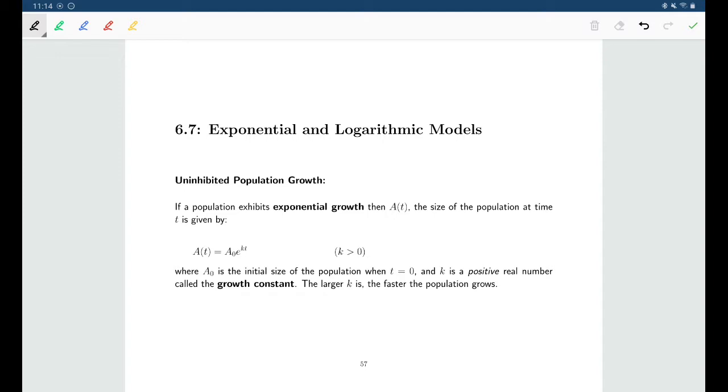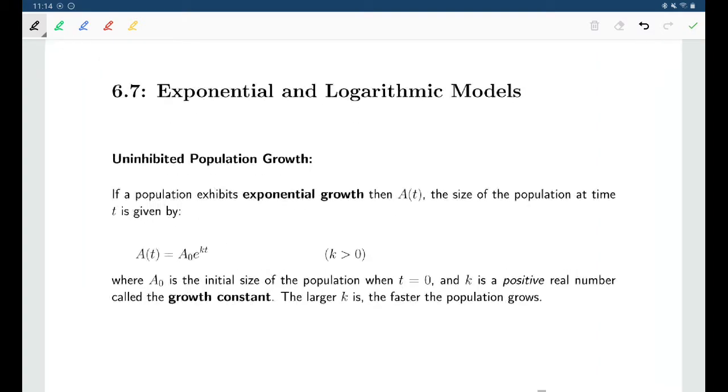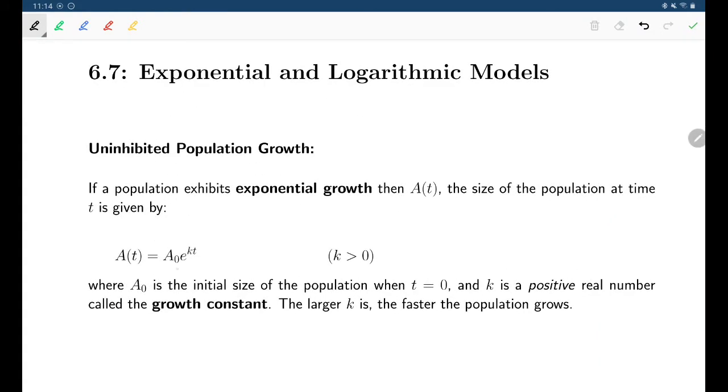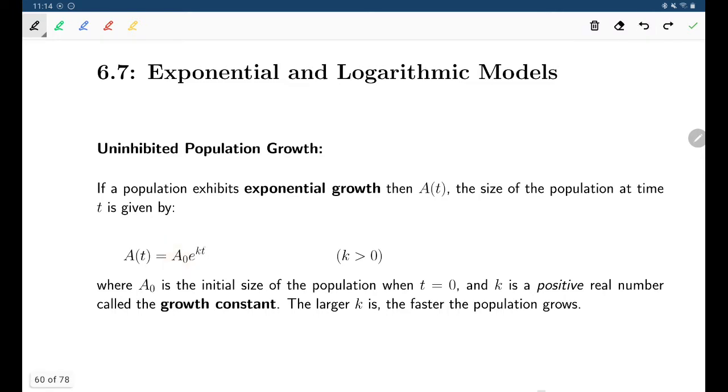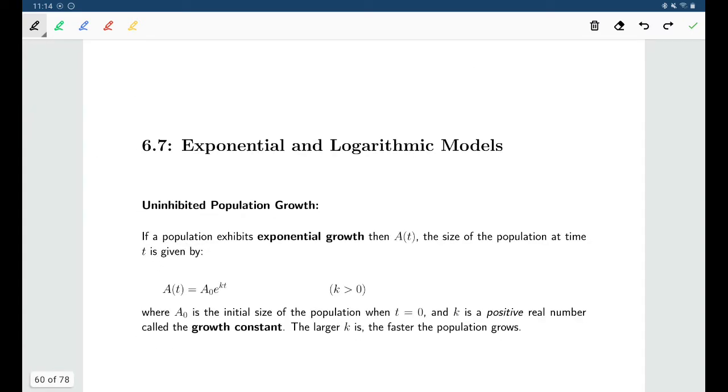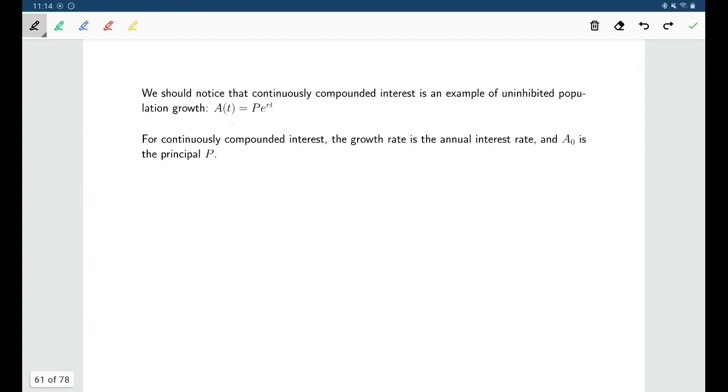Now, one thing you might have noticed about this formula is that it's very similar to the formula that we had for continuously compounded interest. For continuously compounded interest, we had an initial amount, our principal, and then we had e to the interest rate times t. So, not a big surprise that uninhibited population growth has a form of continuously compounded interest. Here, your initial amount is your principal, P, and your growth constant is the interest rate, r. So this is just one example of uninhibited population growth.